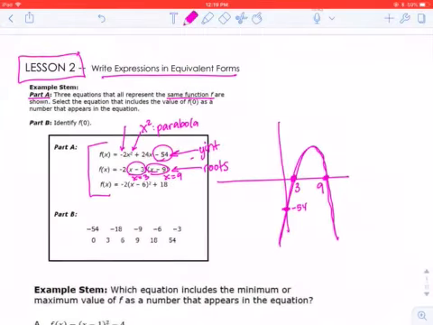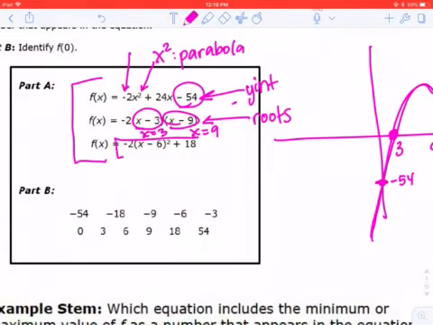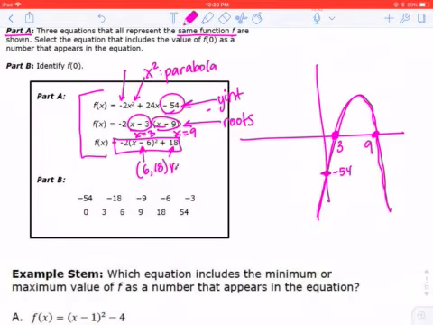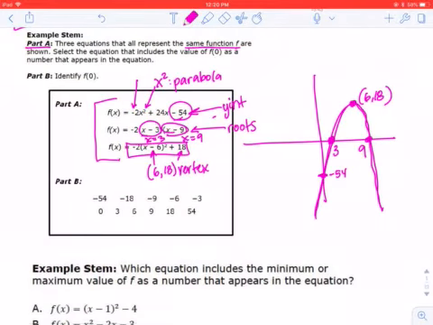And then this one here is my vertex form, and it tells me that my vertex, the x is 6, and the y is 18. So we've done that type of problem before, so I know that my vertex, which is my maximum or minimum point, would be at 6, 18 up here. 6, 18, like that.